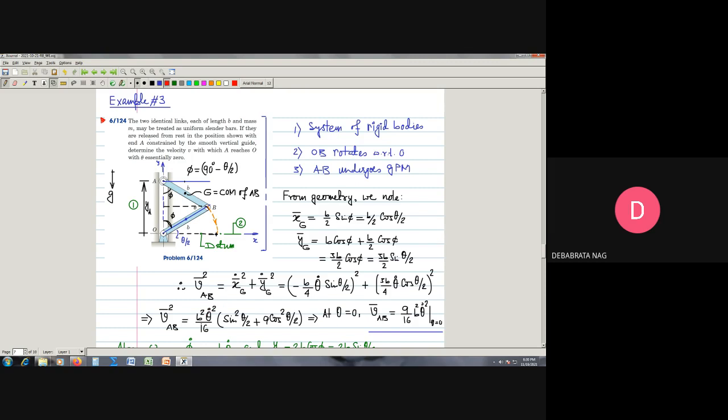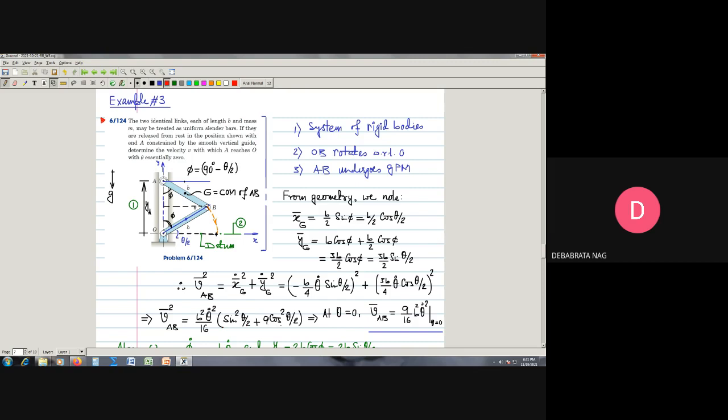We can write this equation as b square theta dot square by 16 into sine square theta by 2 plus 9 cos square theta by 2. So that is very good. It is giving me the square of the velocity of the center of mass of this rod for any angle theta. Now, as the motion evolves, we are going to look for the situation when theta is equal to 0 degrees, that means when the rod AB tries to become horizontal. What would be the velocity of the center of mass of the rod? Evidently, we can find that out.